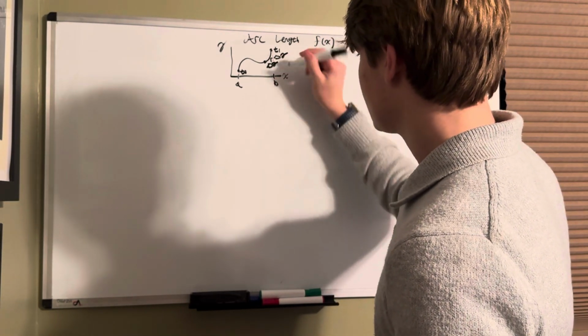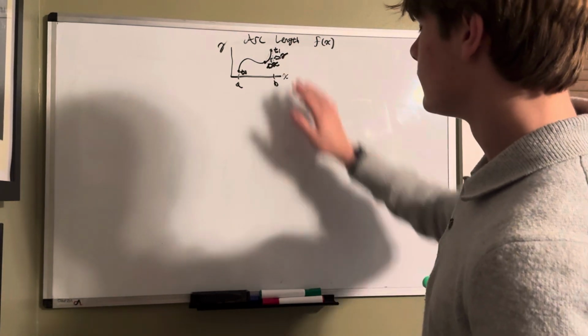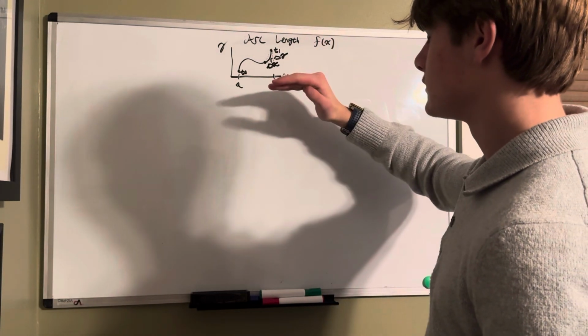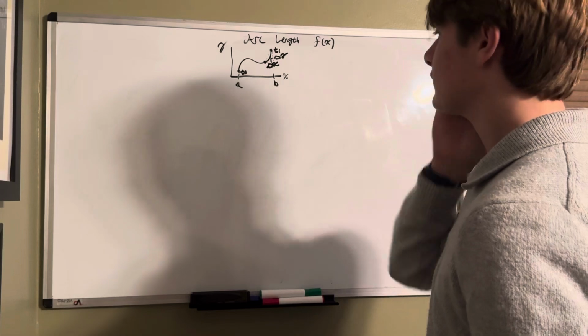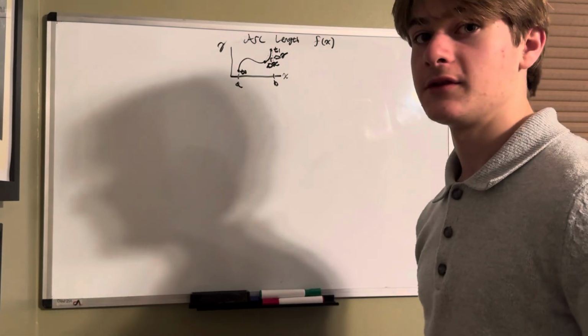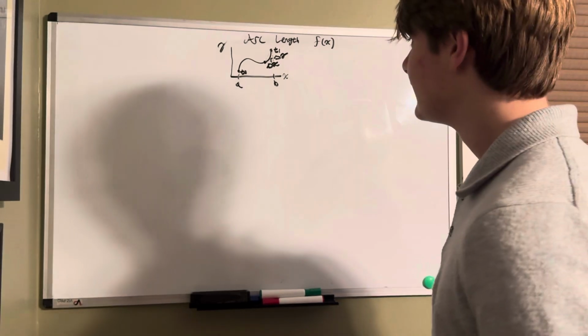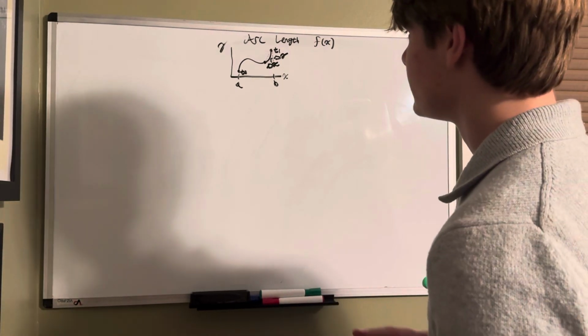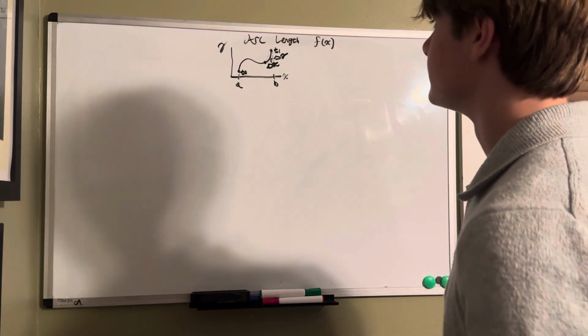So the change in y denotes the vertical axis, and the change in x denotes the horizontal axis. So the change in y over the change in x, well, that's simply the slope, which is the derivative. So the derivative is the slope of a certain function.